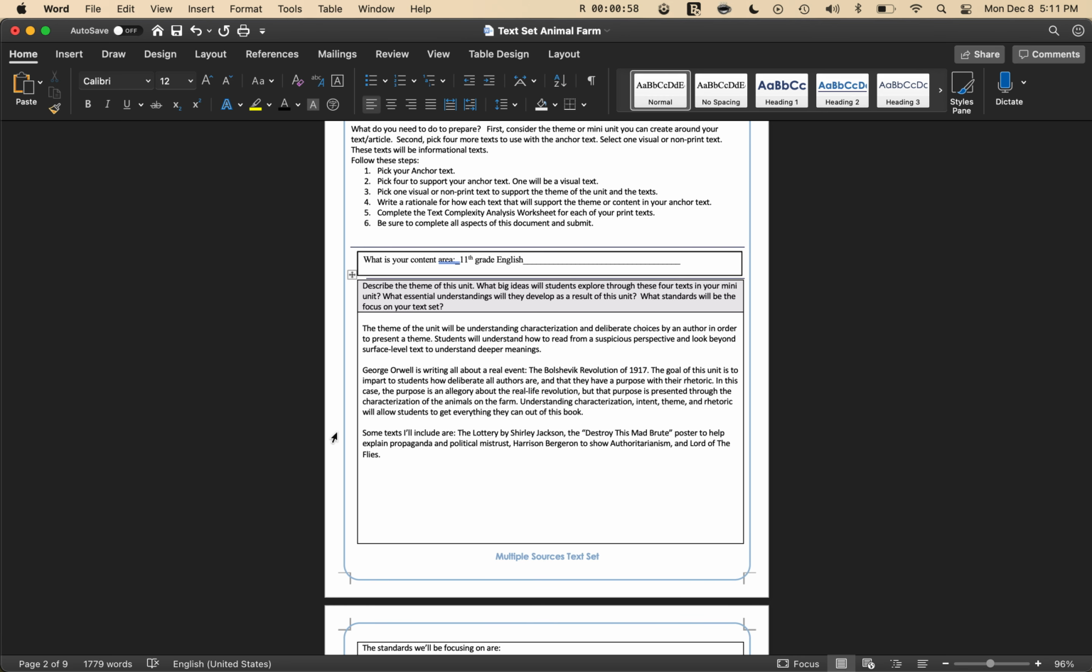So the text that I'll be including is The Lottery by Shirley Jackson, because I think it's a great way to kind of showcase how a culture of acceptance or reliance on tradition can be dangerous. The Destroy This Mad Brute poster from World War I to just give an example of propaganda and help kind of give them an understanding of what that is.